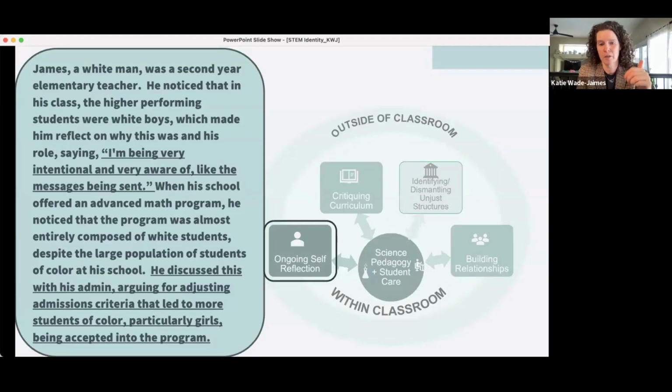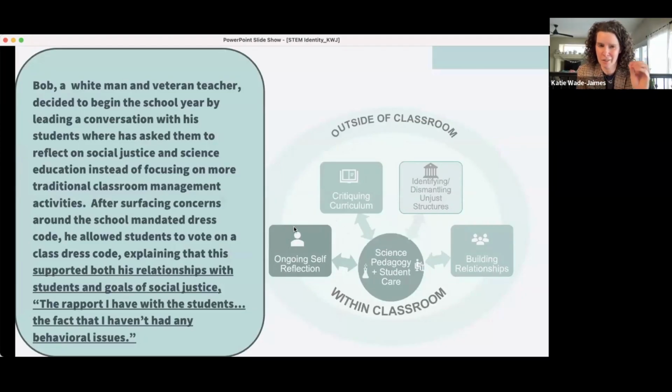So he's coupling here his ongoing self-reflection of being a white male in this space with what are these unjust structures. So instead of just saying, oh, I guess the white kids just do better in math, which is not a true statement, right? He's saying there's something else going on here. And so he looks at the admission requirements and he advocates for his students in order to allow more of them to participate in the program.